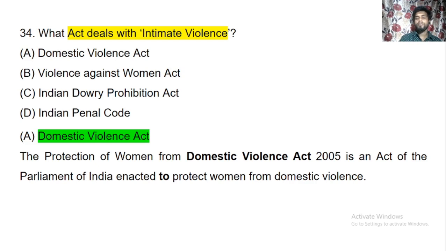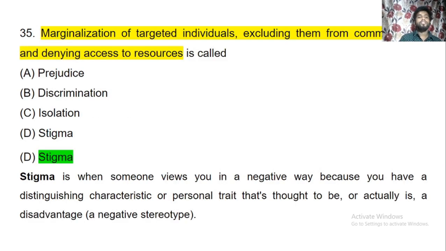Now, marginalization of targeted individuals, excluding them from community life and denying access to resources, is called stigma. Stigma is when someone views you in a negative way because you have a distinguishing characteristic or personal trait that is thought to be or actually is a disadvantage or negative stereotype. So stigma is the marginalization of targeted individuals, excluding them from community life or denying access to resources that others or normal people are using.